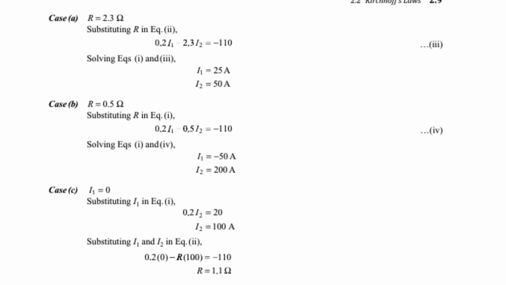Case C, I1 0 equals. Substituting I1 in EQ, I. 0220. 100. 2. I. Equals A. Substituting I1 and I2 in EQ, 2. 00 100 110. 2. Equals 100 minus. Equals.